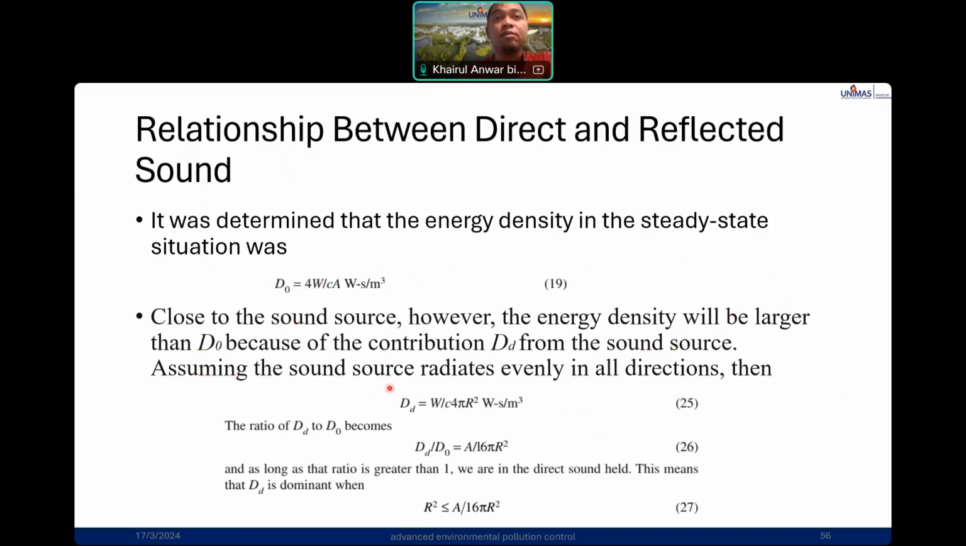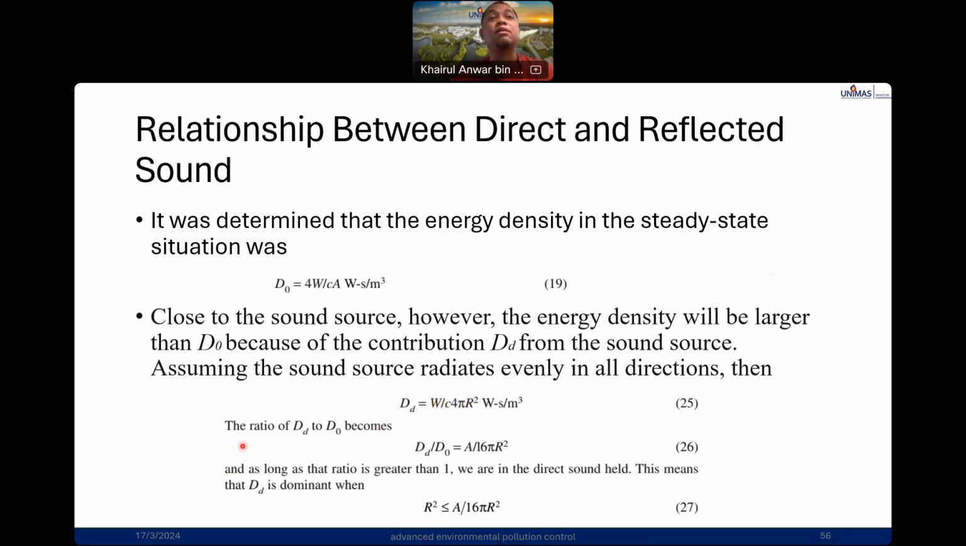Assuming there's a sound source radiating evenly in all directions, then D equal to W over C 4 pi R squared. R is the distance between the sound source and the receiver. C is the speed of sound. W is the sound power.